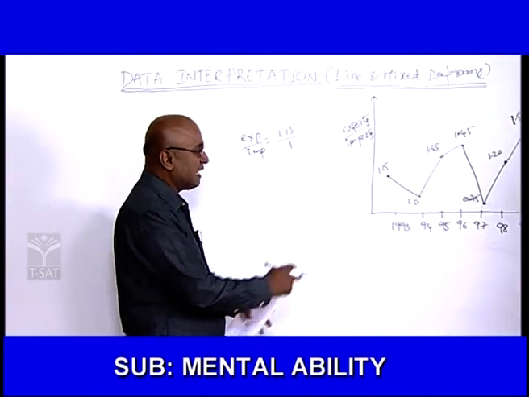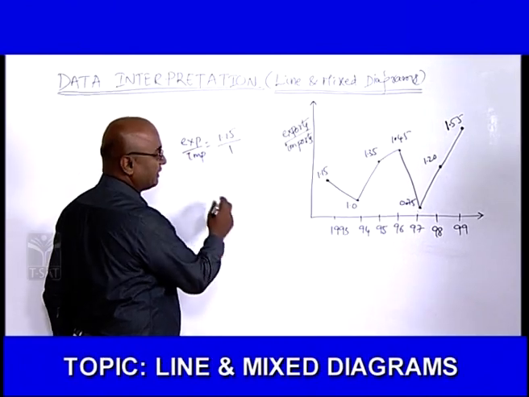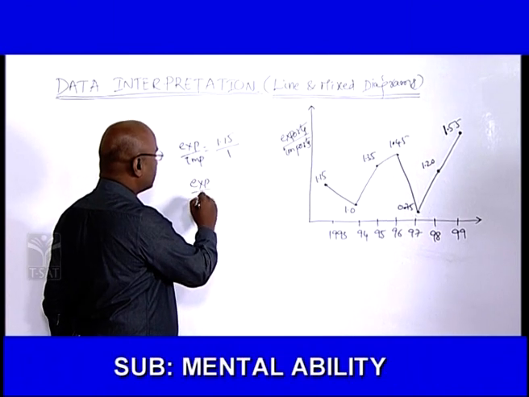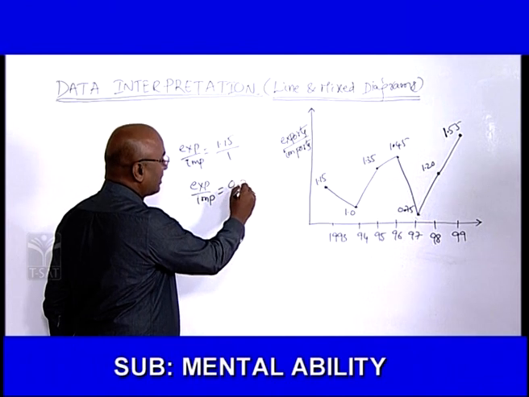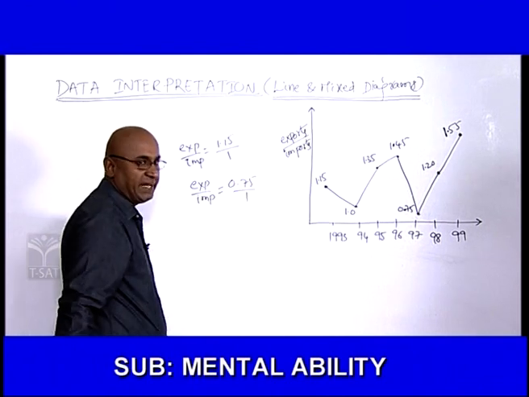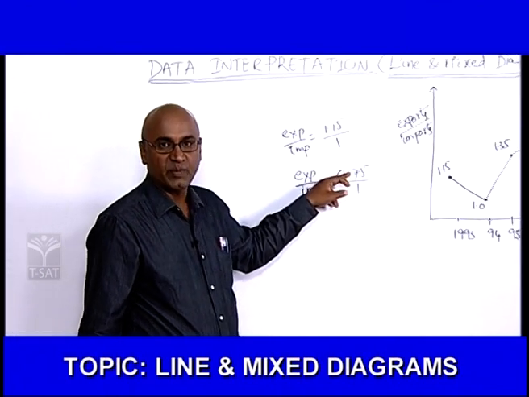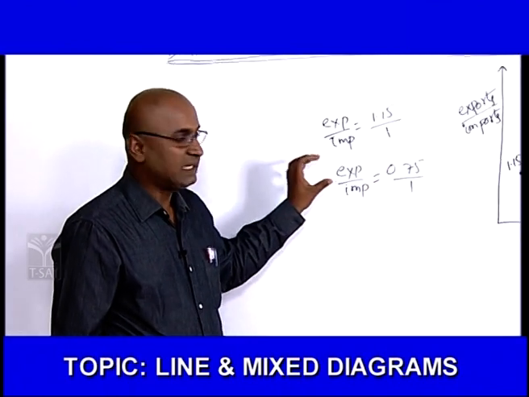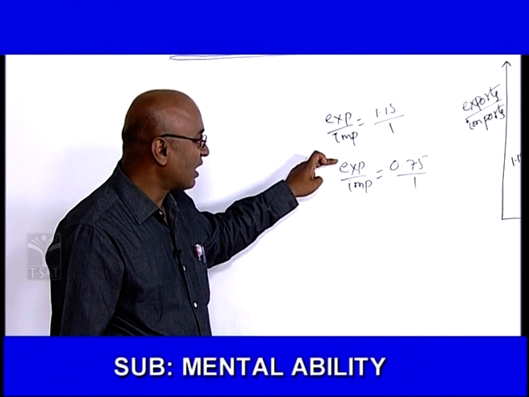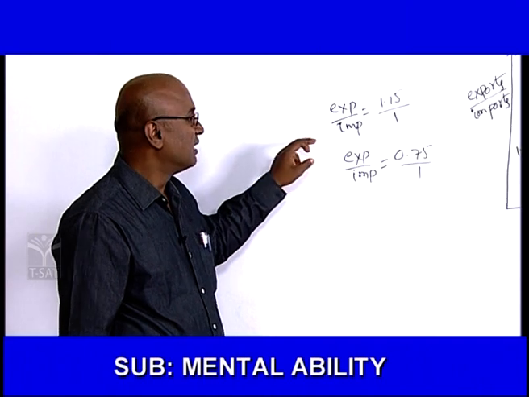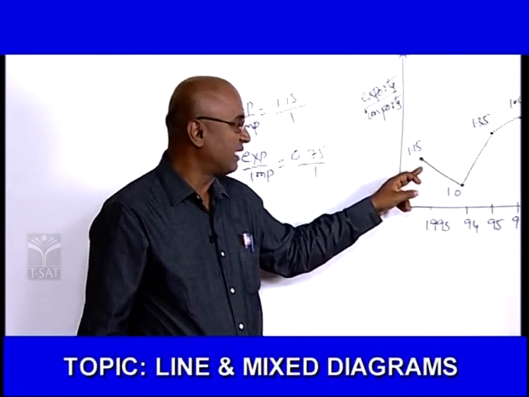Similarly, if it is less than 1, suppose 0.75, in the year 1997, we can say that exports by imports is equal to 0.75 means 0.75 by 1. Suppose imports are 1 part, then the exports is 0.75 parts. So we can say that in that year, exports are less and the imports is more. Correct? So it is the logic which has to be understood.